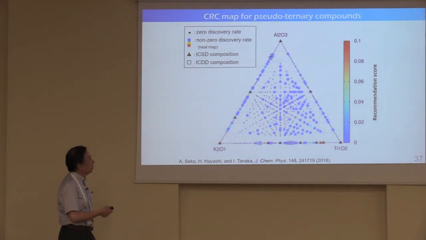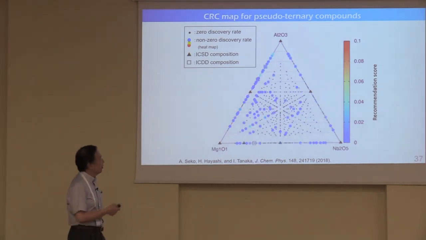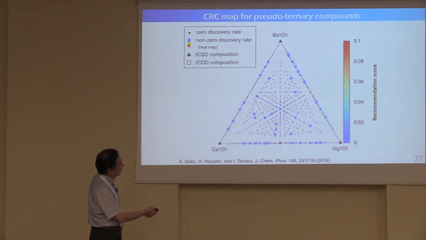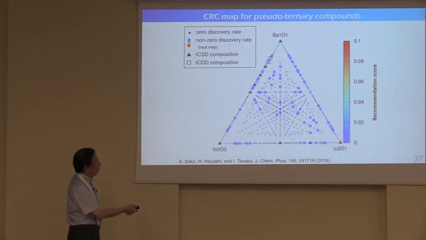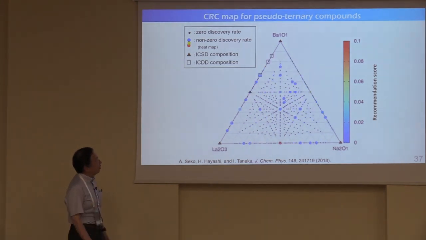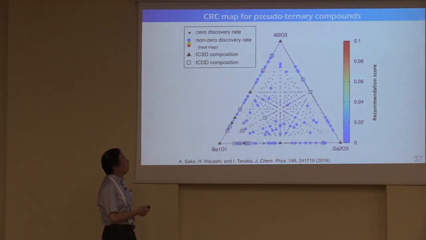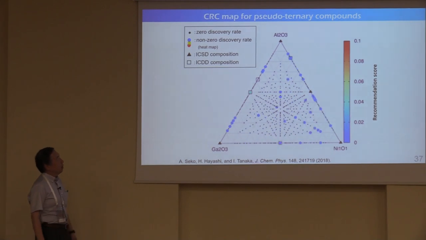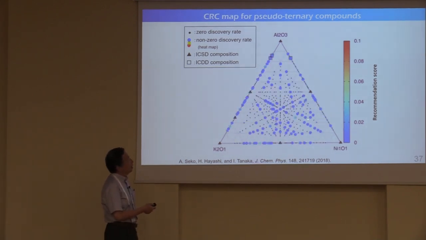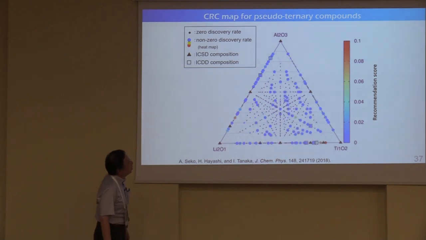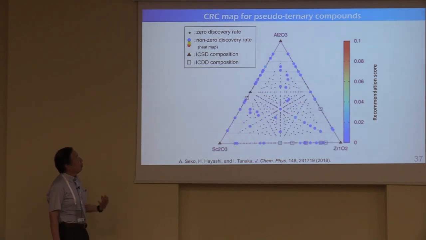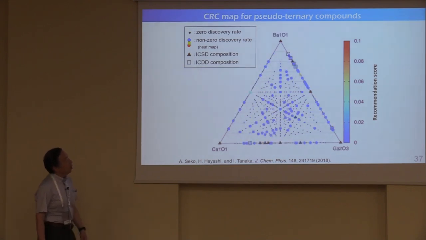This is just blinking LEDs, but this is a pseudo-ternary compound. So there are three compounds, and this compound and member is changing. Depending on the combination of these compounds, the position of the recommended chemical composition, the recommended CRC, is changing. Sometimes you can see some red stars, and it is a very good candidate for a new CRC.